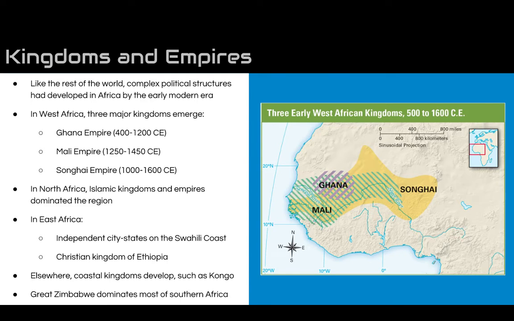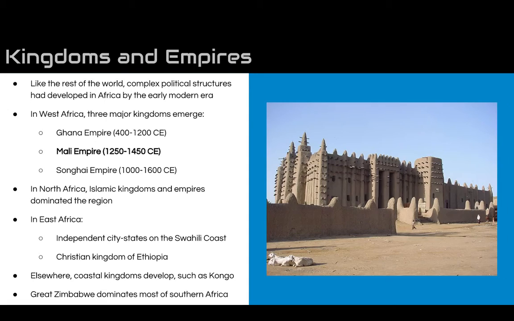So Africa was a very important center for trade in the world, and that's something we see. But it also is important to understand that the political structures that developed in Africa were complex and had developed just like anywhere else in the world. In West Africa, for example, there are three major kingdoms or empires that emerged. The Ghana Empire first, then later the Mali Empire, which is extremely important, and then the Songhai Empire. And so all three of these empires are extremely important.